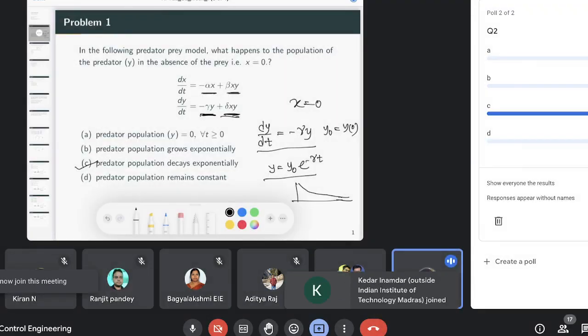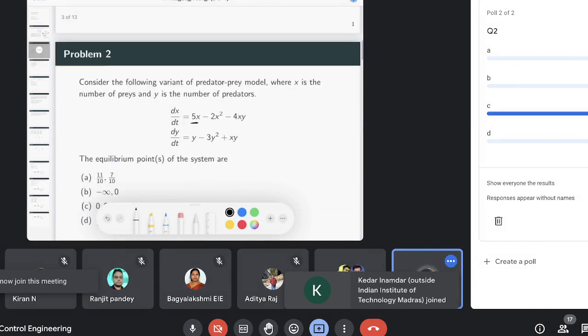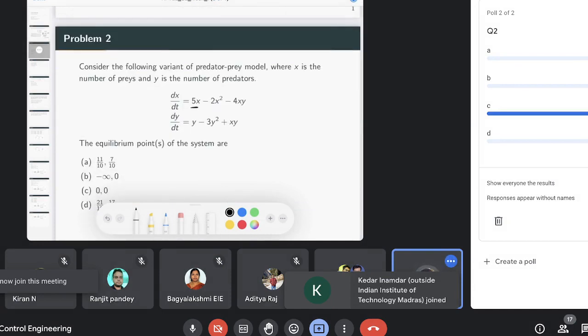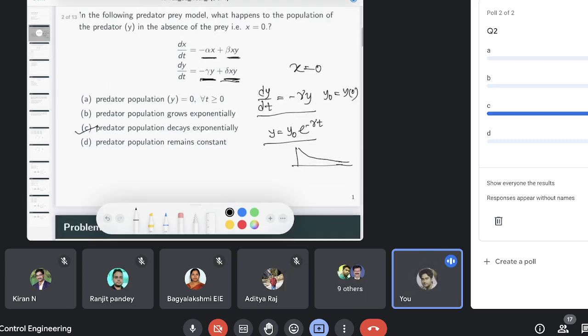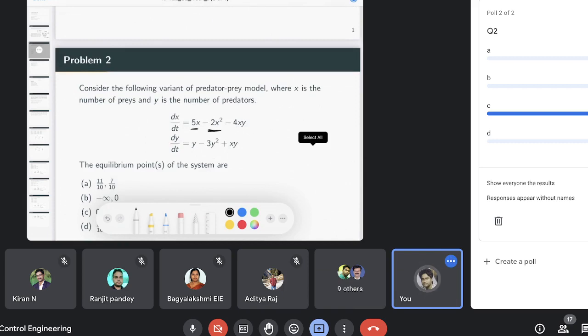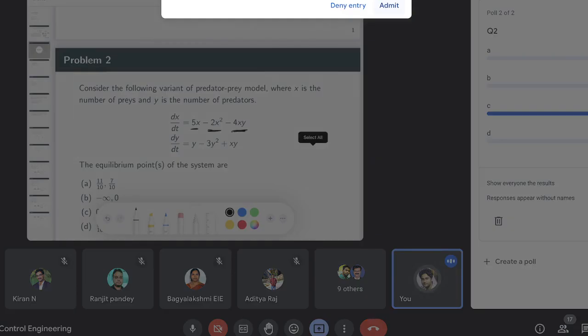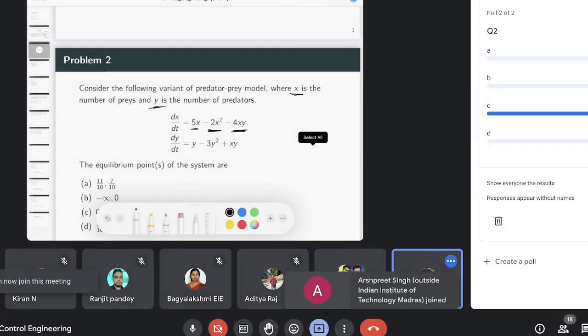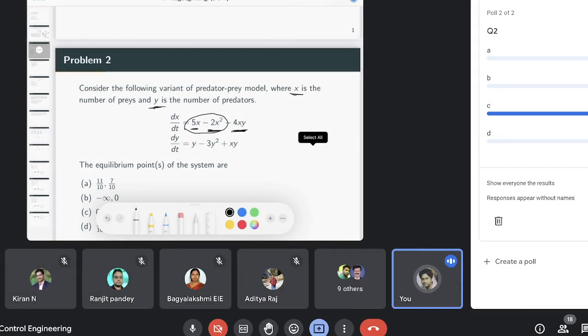And for this modified model, some assumptions are relaxed, that is, you can see that this term is extra, a square term, compared to the previous one. That means even if there is no predator, that is y is 0, where y is the predator and x is the prey, in the absence of the predator this number will still level off and become a constant. That is, the prey will not grow indefinitely or go to infinity.